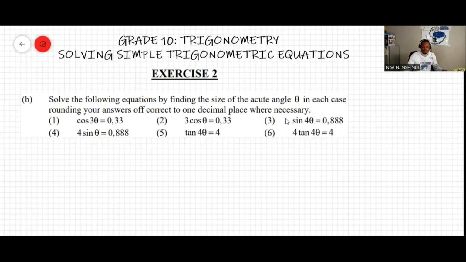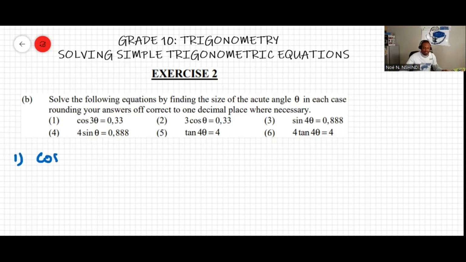Well, we're still doing trigonometric equations, simple trigonometric equations. Now we're doing question B. The question says: solve the following equations by finding the size of the acute angle theta. In each case, round your answers off correct to 1 decimal place where necessary. Now let's start. Question 1.